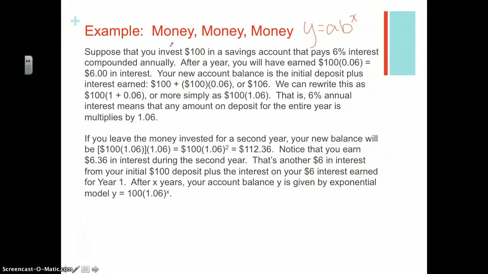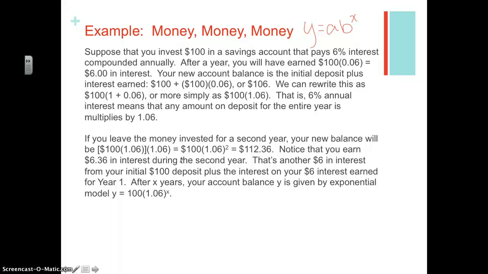Money displays exponential growth when interest is compounded each time period. So that's what this example is about. Suppose that you invest $100 in a savings account that pays 6% interest compounded annually. After a year, you will have earned 100 times 0.06, which is $6 in interest. Your new account balance is the initial deposit, which is like a y-intercept, plus interest earned. So plus the $100 times the 0.06 for interest, which would be $106.